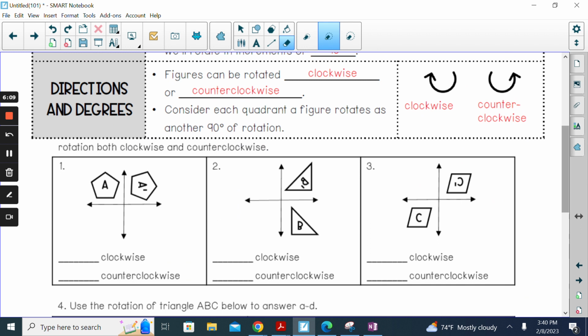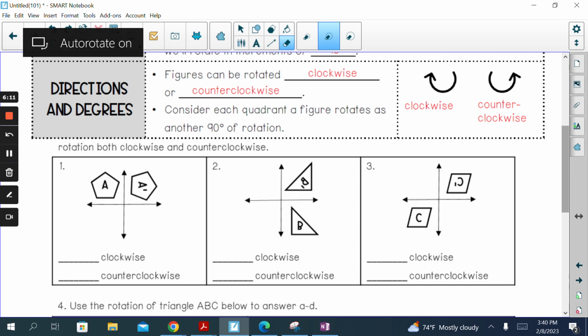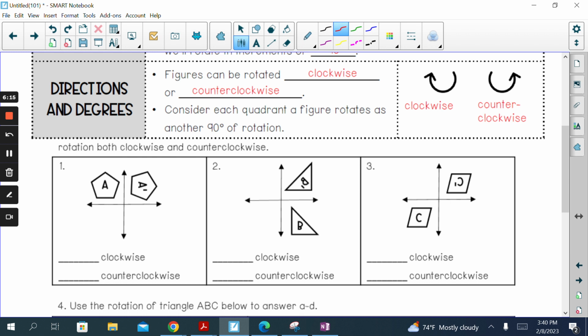All right, so we're going to look at a couple examples. We're going to talk about what it would be clockwise as well as counterclockwise. Recall that we talked about how we have a pre-image and an image. The image has those little apostrophes, read as new. In this case, we have new figure A because we have a pentagon. So our pre-image is the A without the apostrophes.